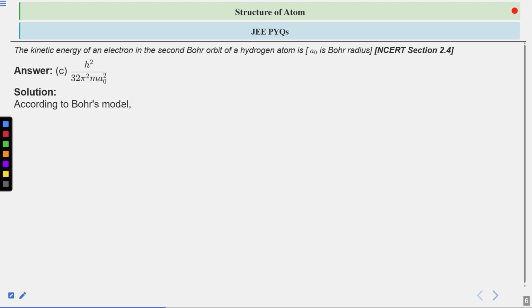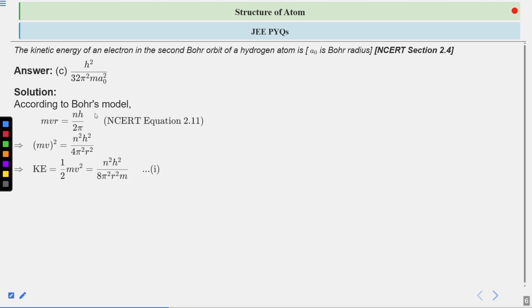According to Bohr's model, we know that from the quantization of angular momentum, mvr is equal to nh by 2 pi. Therefore, mv square is equal to n square h square by 4 pi r square. We have already seen this derivation, but there is a small change here. What is that change? Basically, now we are trying to input the value of a naught. So we are not putting the radius value directly here.